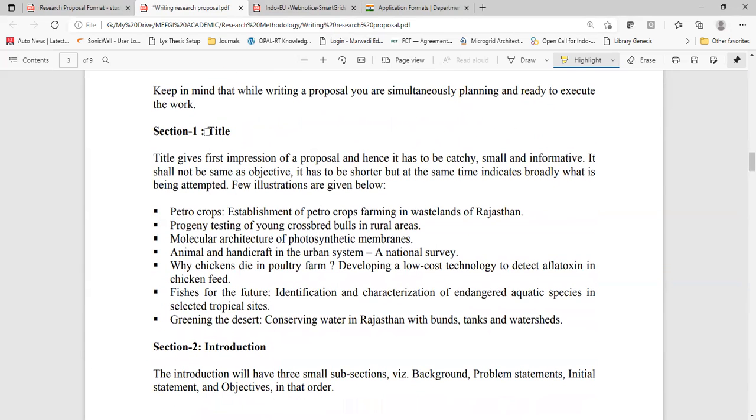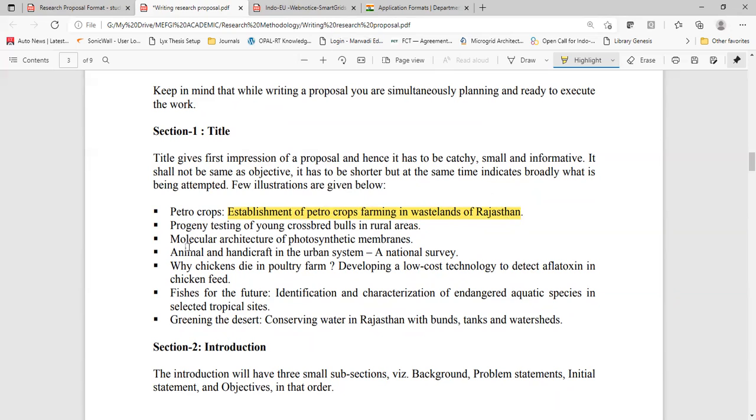Title. What kind of title is considered appropriate? For example, establishment of petrocrops farming in westland of Rajasthan. So here, look at that. Farming, yes. Petrocrops, yes. Westland, oh, you are going to utilize the westland, right? Great, very good. Third, Rajasthan, it's a state in India.